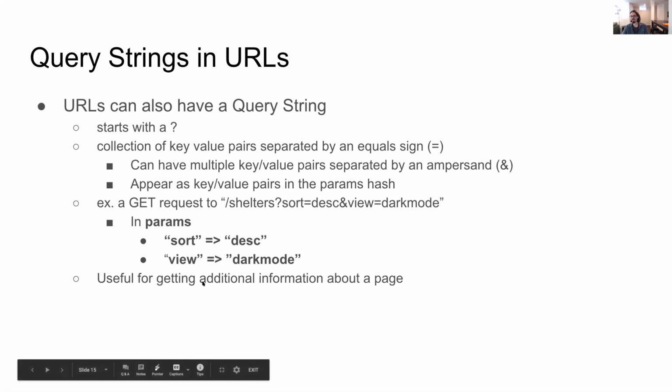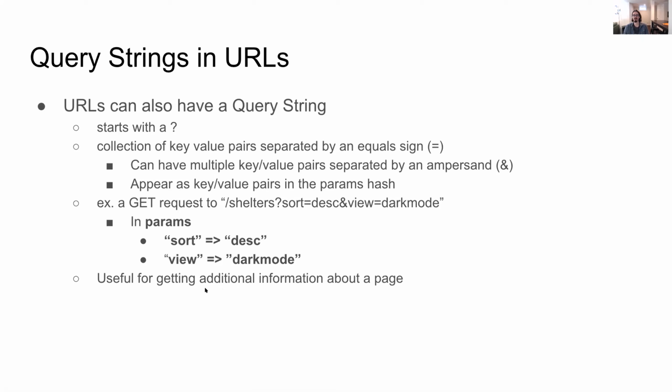I think the key word here is additional information. If there's core information, for example, the ID of what song you're trying to show, that is something that we're going to use a different strategy for, like a dynamic segment. So query params are additional, or maybe another word is supplemental information.